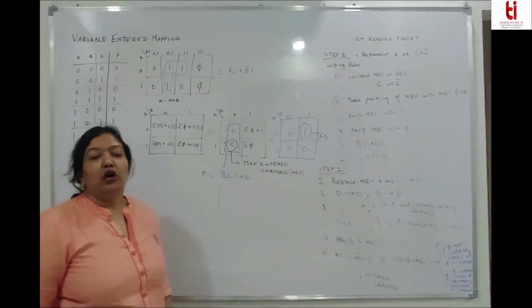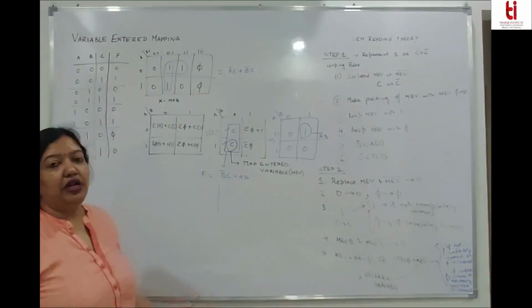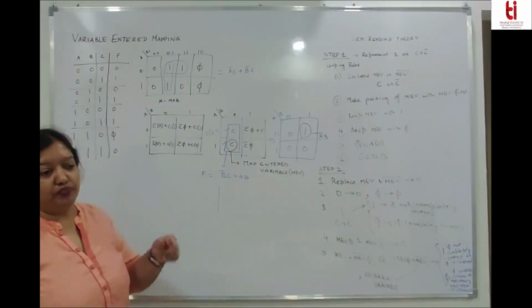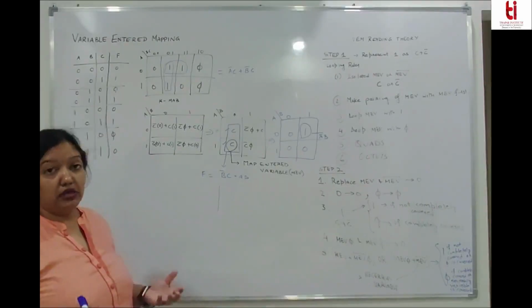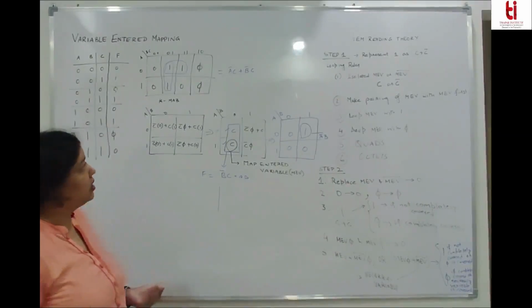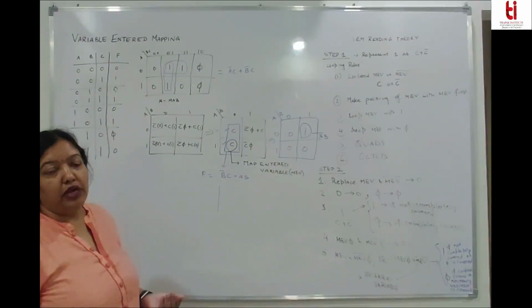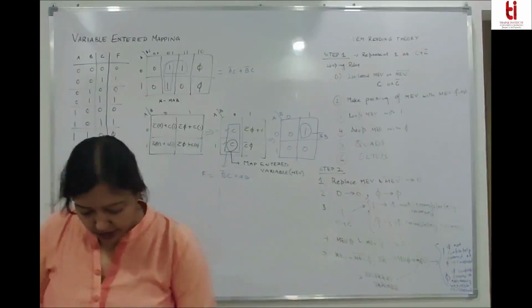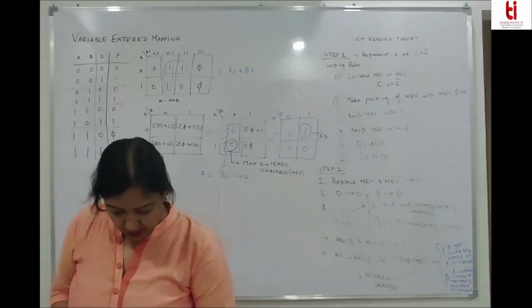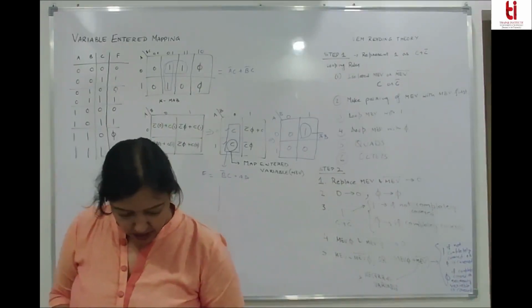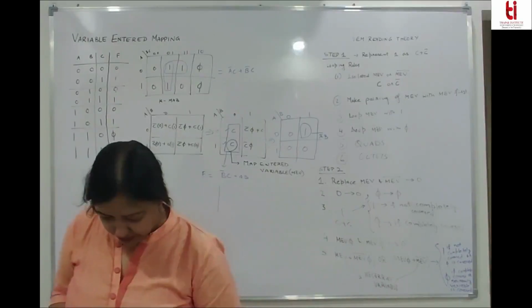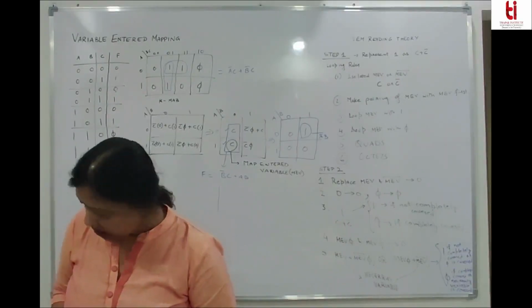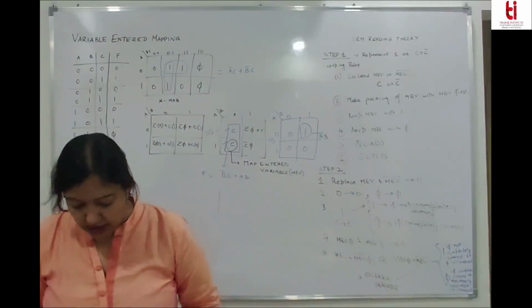Only thing is your K-map reading, your K-map reduces and reading becomes easier. That is what we do using a variable entered mapping method. Let's take more problems. How do we do it? Let's have a map.